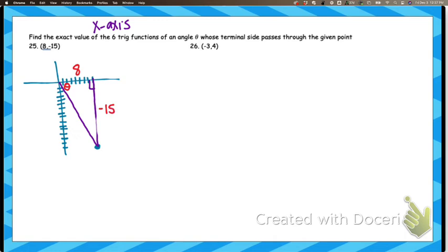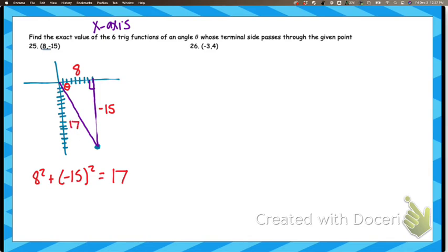Now, our hypotenuse will always be positive. All right, but let's go ahead and find our hypotenuse using the Pythagorean theorem. Remember, when you square the negative 15, the negative 15 should be in parentheses, and then the squared is outside the parentheses. So if I work this out, I'll get 17 as a hypotenuse. That's actually one of your triples, if you don't remember.